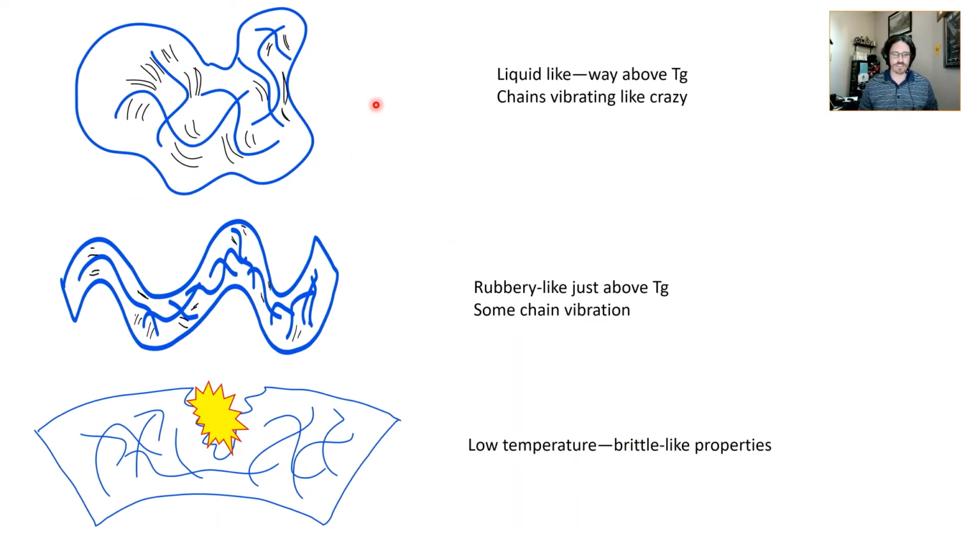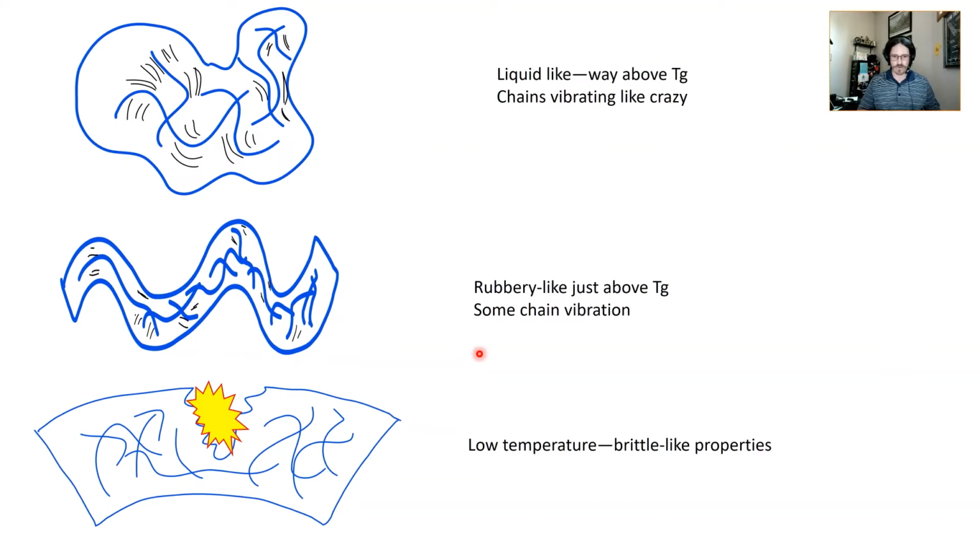So we have different regions. Liquid-like way above the Tg, so these chains are going crazy. They're vibrating. This is why I started talking about rubbery or elastomeric materials, because just above the Tg, they're rubber-like. So you can take a rigid polymer, like ABS, polystyrene, or even PVC, and if you heat it up, it starts behaving like a rubber. This is an amorphous thermoplastic.